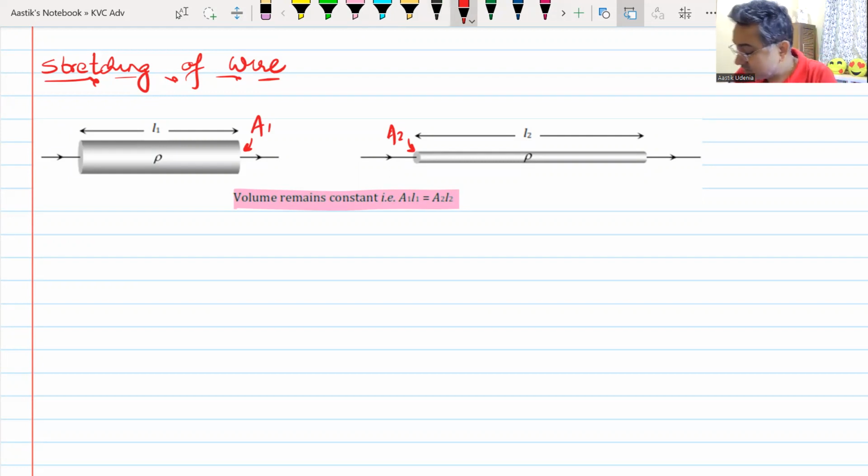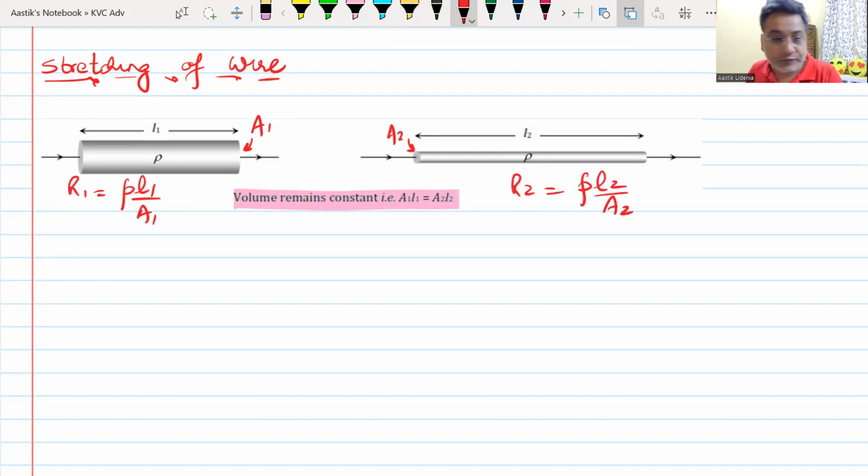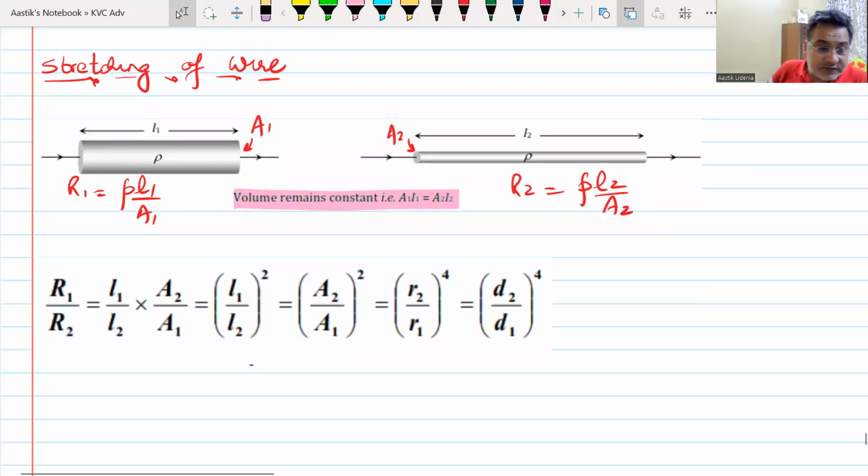The initial resistance of the wire R1 will be rho L1 by A1. The final resistance R2 will be rho L2 by A2. And A1 into L1 will be equal to A2 into L2. From here you can get the relation between the resistance of the wire before and after. Yes or no? Yes, sir. I'll give you 2 minutes to note this down.